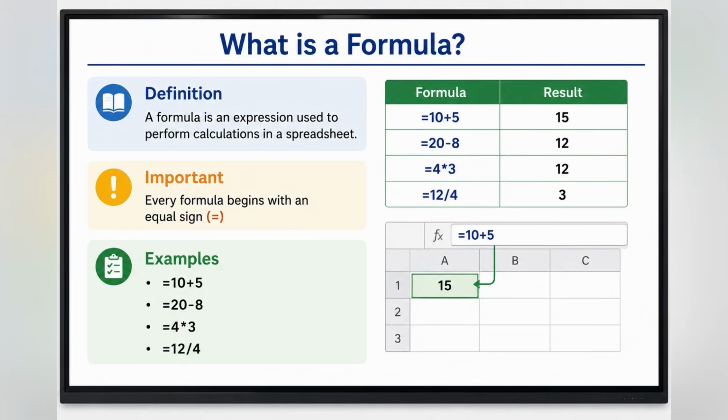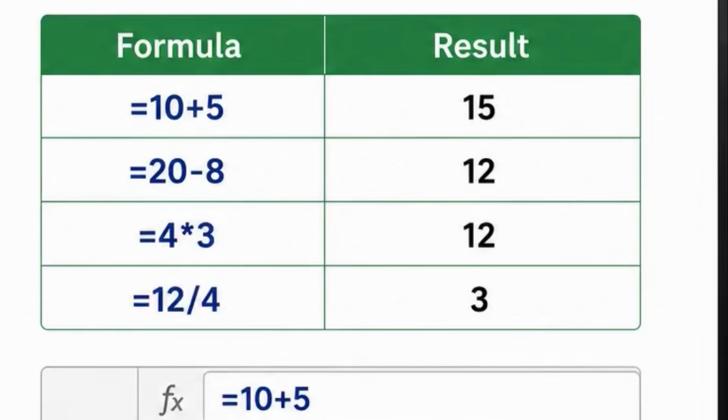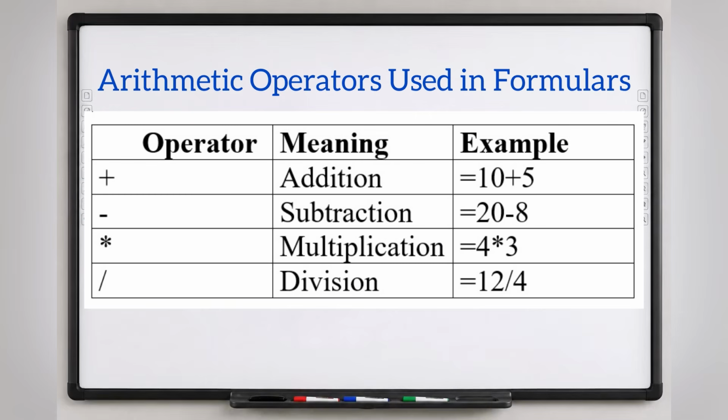Let's look at some examples. The formula equals 10 plus 5 gives us 15. The formula equals 20 minus 8 gives us 12. Can we also multiply and divide using formulas? As you can see, formulas help us perform calculations very accurately and quickly. In the next slide, we will learn about the arithmetic operators used in spreadsheet formulas.